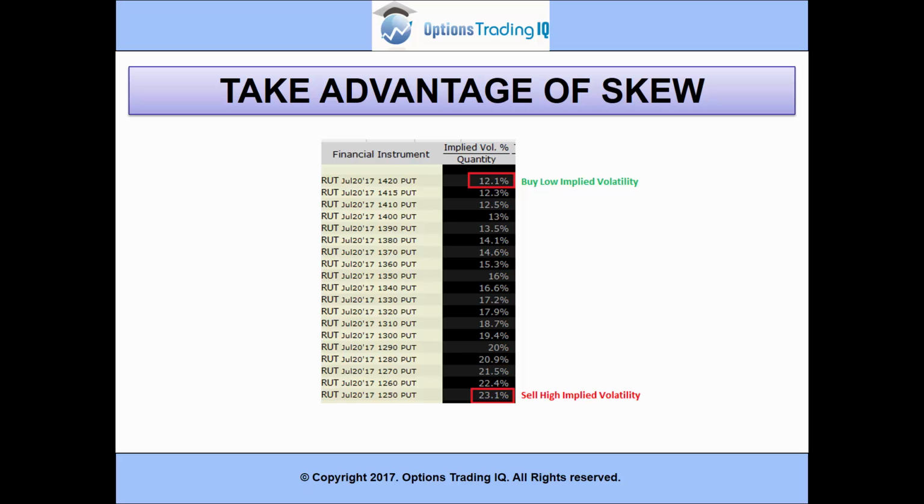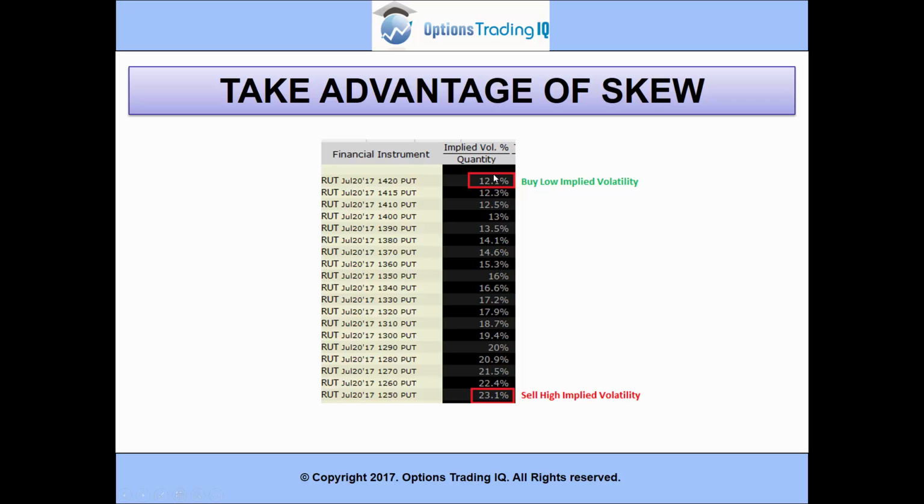So the beauty with put ratio spreads is that we're taking advantage of the skew. Typically with put options, the further out of the money you go, the higher the implied volatility. That's because people are willing to pay more for crash protection. So you can see here just a standard option chain on the Russell for July.